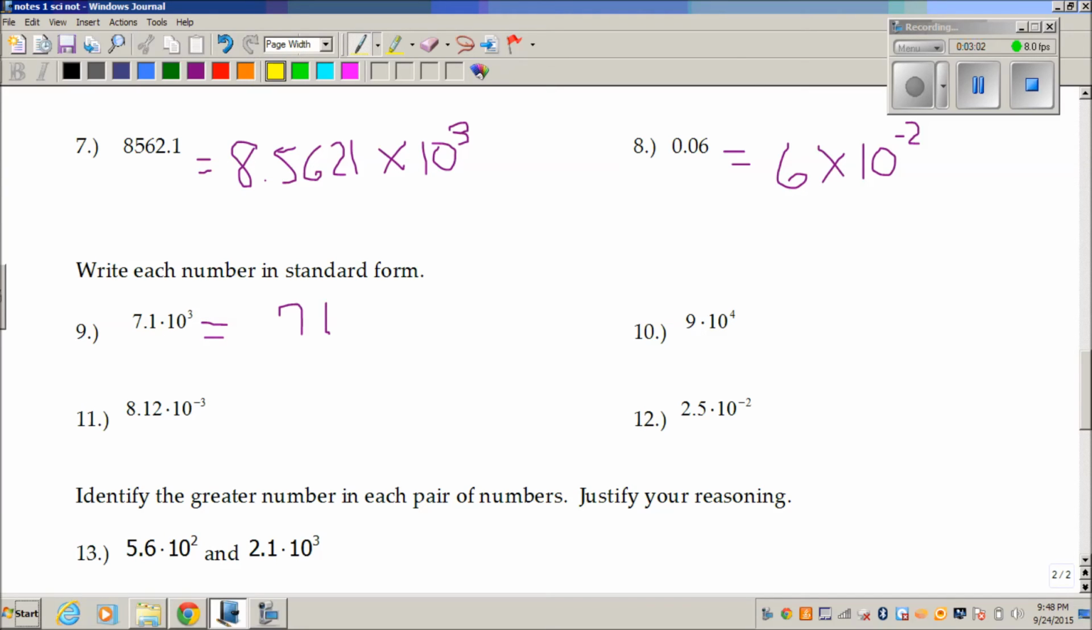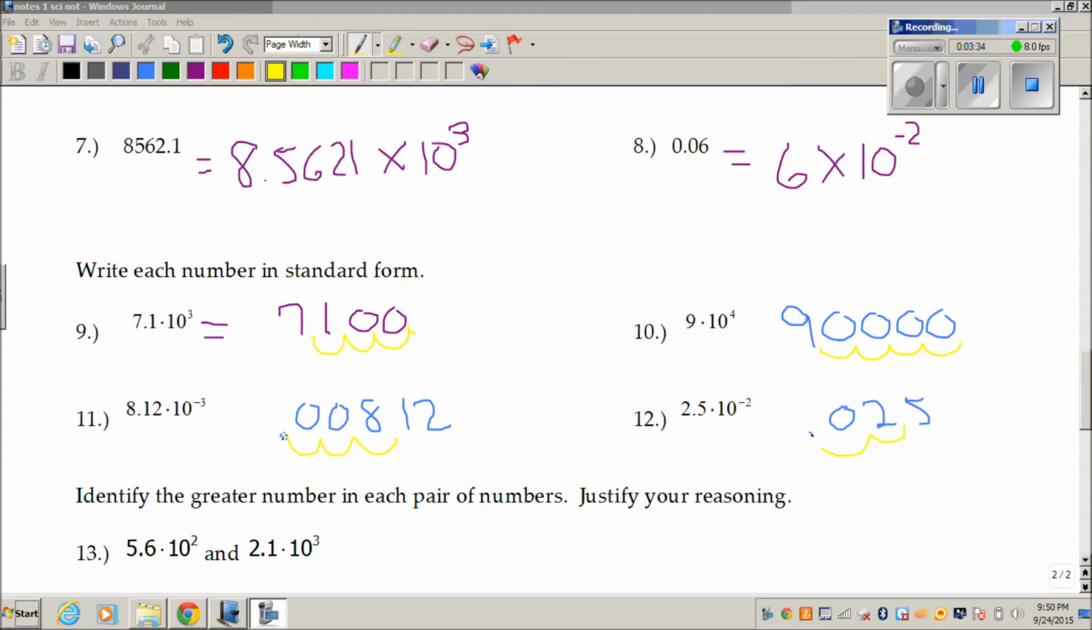Now the decimal place currently is after the 7, but I see that it's times 10 to the third. So I know I'm going to move the decimal place 1, 2, 3 place values, because 10 to the third is like multiplying by 1,000. So I'm going to move the decimal 3 place values. So when I do that, I get the number 7,100. Okay? Now please press pause and try 10, 11, and 12.